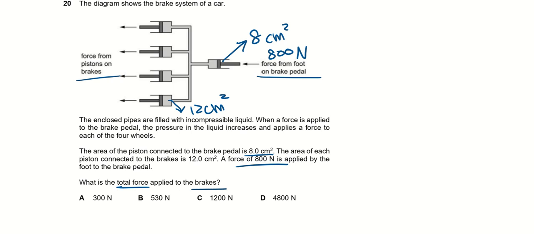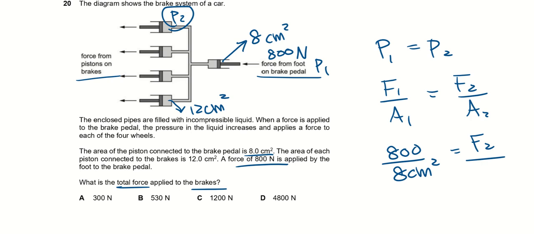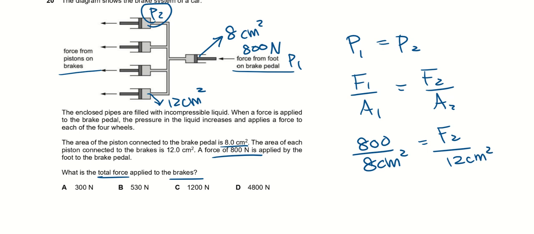Okay, so for this you need to apply Pascal's principle, which states that the change in pressure is the same throughout an incompressible liquid. So that means the pressure at maybe I call this P1 must equal P2 or P3 and P4. So P1 is force 1 over area 1, equals force 2 over area 2. F1 is 800 over this area of 8 cm square. I'm trying to find the force exerted at piston 2, F2. The area is 12 cm square. If I do my math, I will get 1200 newtons.